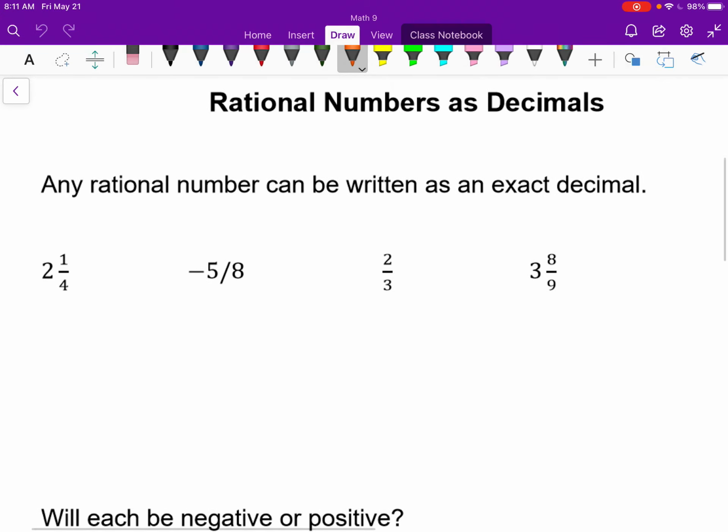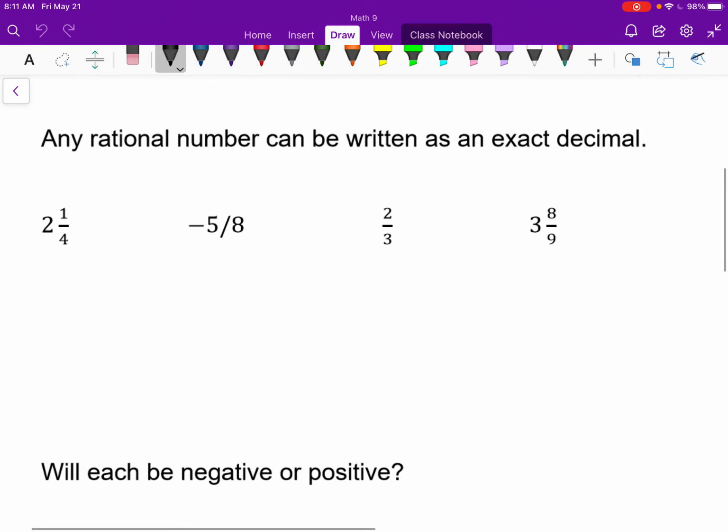So if I want to write any of these as a decimal, for example, 2 1/4, you may just know that 2 1/4 is the same as 2.25. And these are exactly equivalent. And I know that quite quickly because 1/4 I know is the same as 0.25. Which again, if you think about a coin, a quarter, it's called that for a reason, and it's 25 cents.